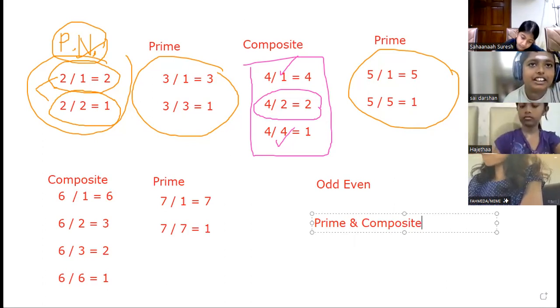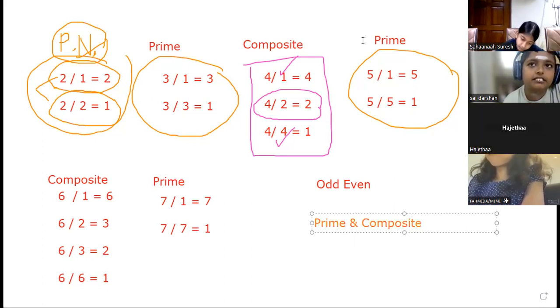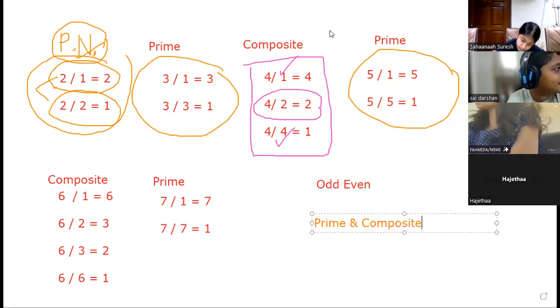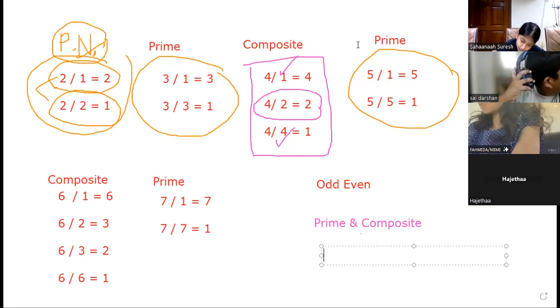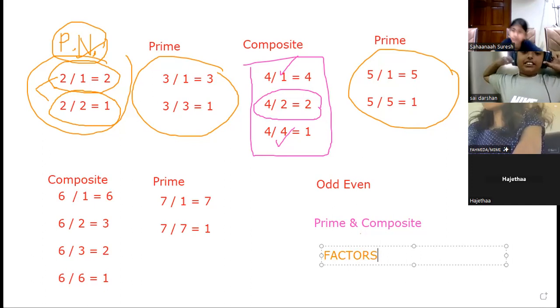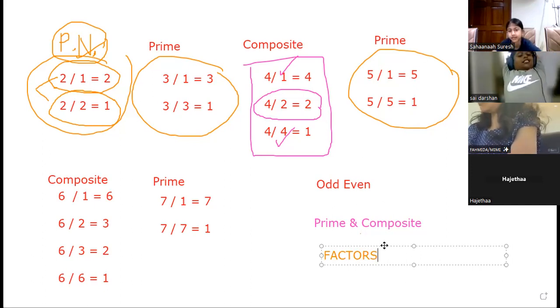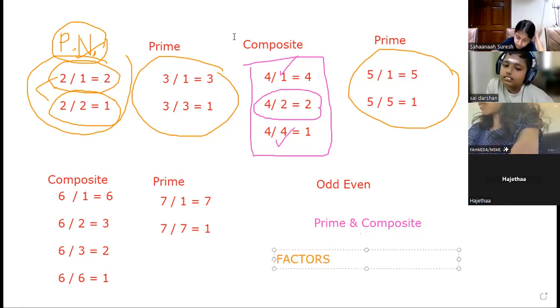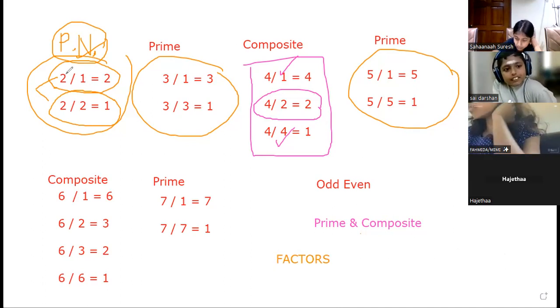Now, I'm going to tell you a new word. You'll need to remember this word. It's called factors. Say it to yourself many times. Factors, factors, factors. It will be very useful. You'll come across this word, so you might as well just learn it now. What are the factors? I repeat.